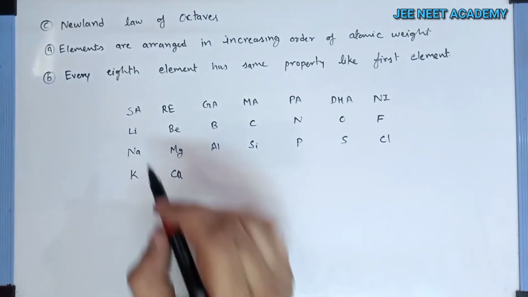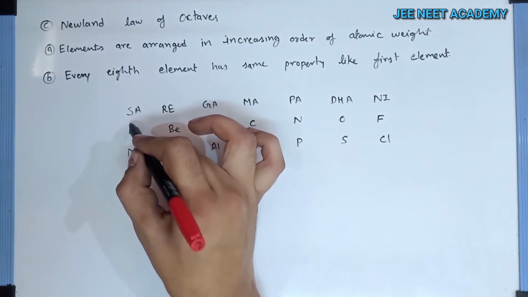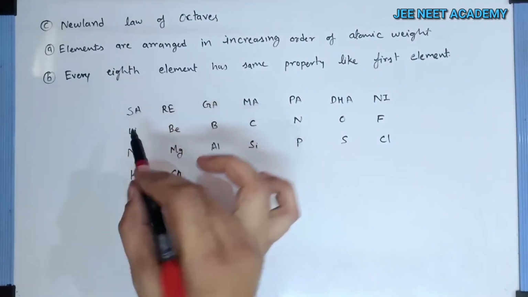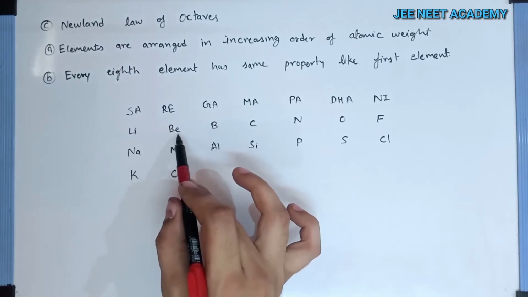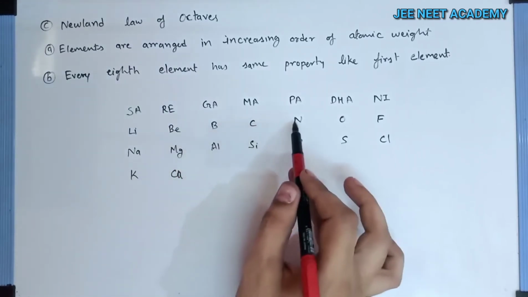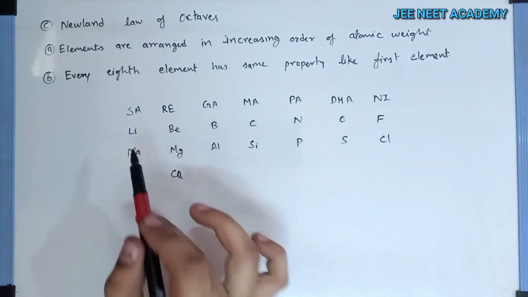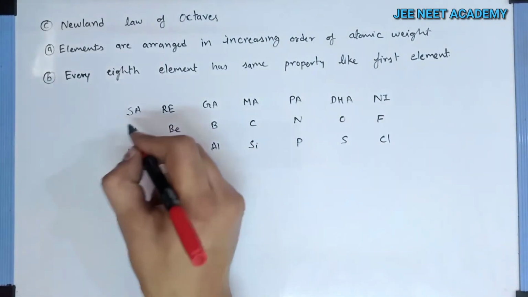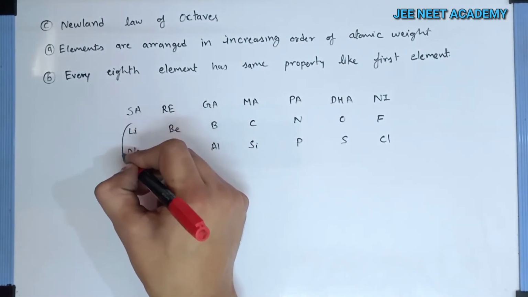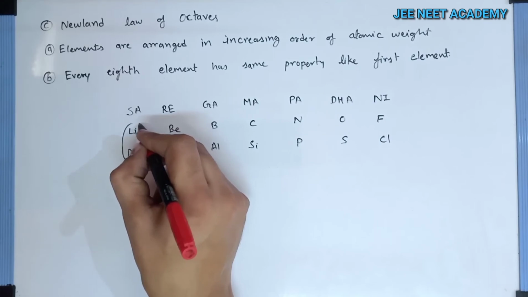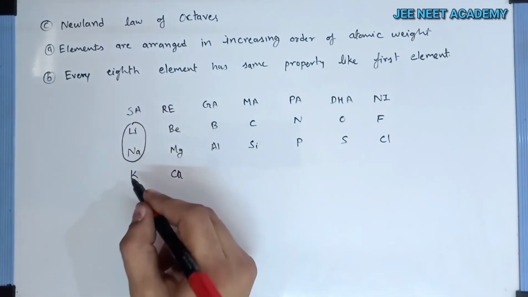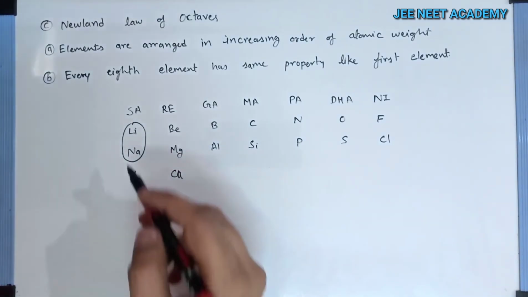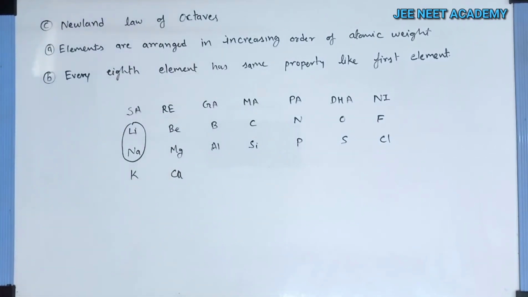So in this, he said every eighth element: lithium is the first element, beryllium is second, third, fourth, 5, 6, 7, 8. Sodium is the eighth. So lithium has the same property as sodium, and potassium also. Like this, in one column, all the elements will have some property the same as other elements.